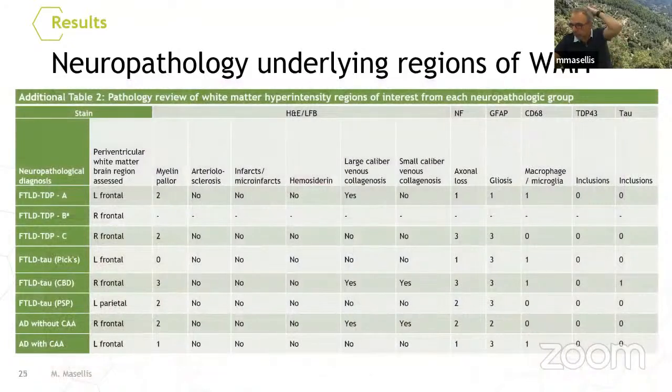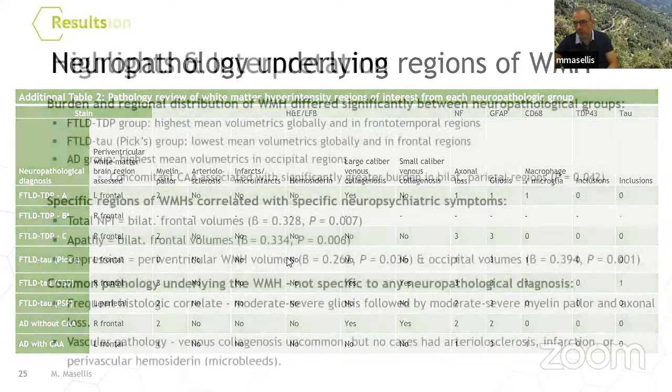And when we looked across, we took representative cases from each group that had the highest burden of white matter hyperintensities on MRI, you could see that the common pathology was essentially axonal loss, gliosis, as well as myelin pallor, and that was the most prevalent pathology, and this didn't differentiate amongst the groups.